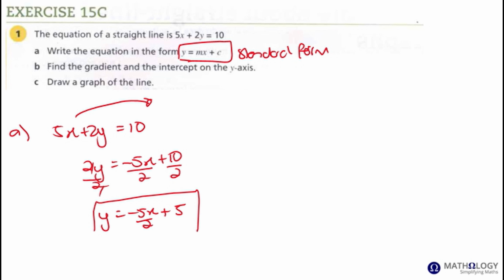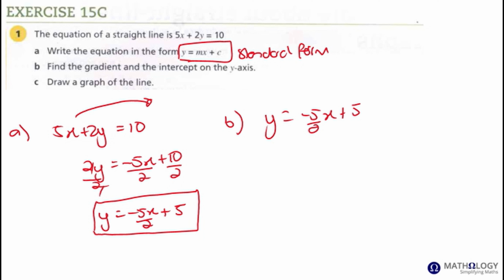We do not express an equation with decimals. It's not minus 2.5. It's minus 5 over 2. From this, we can determine the gradient and the intercept on the y-axis. So the graph is minus 5 over 2 x plus 5.